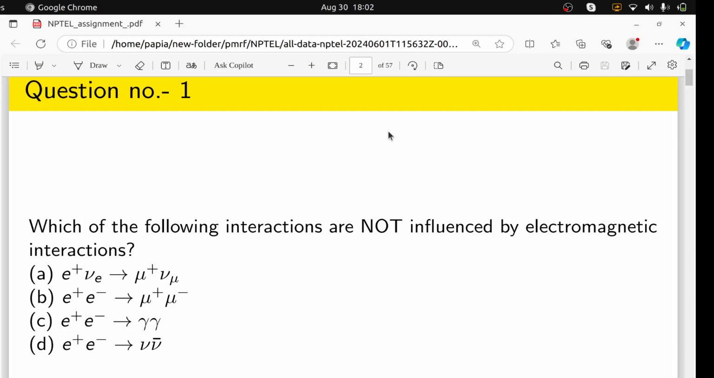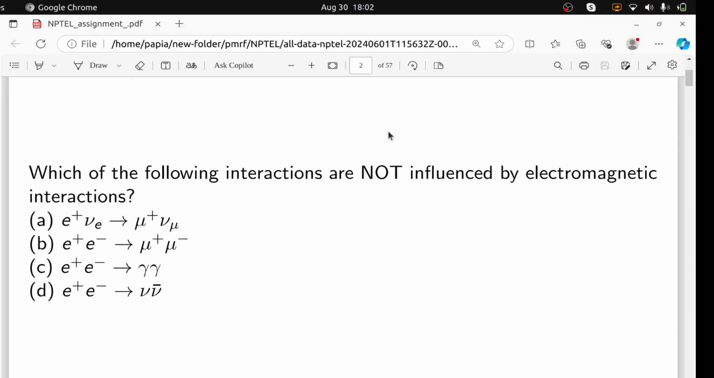First of all, we need to check whether all four interactions are valid or not. Obviously, if it is not valid, then there is no question of it being an electromagnetic, weak or strong interaction, right? So first we check that the interaction is valid, and after that we will check which type of interaction it is.